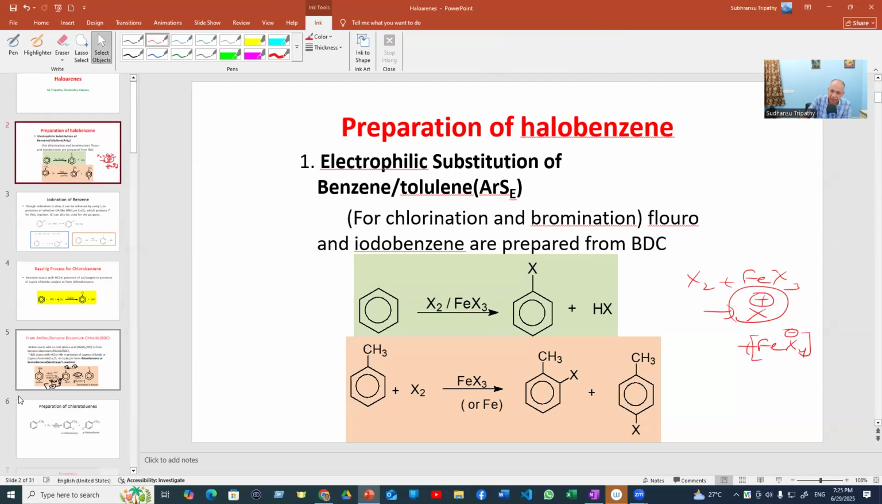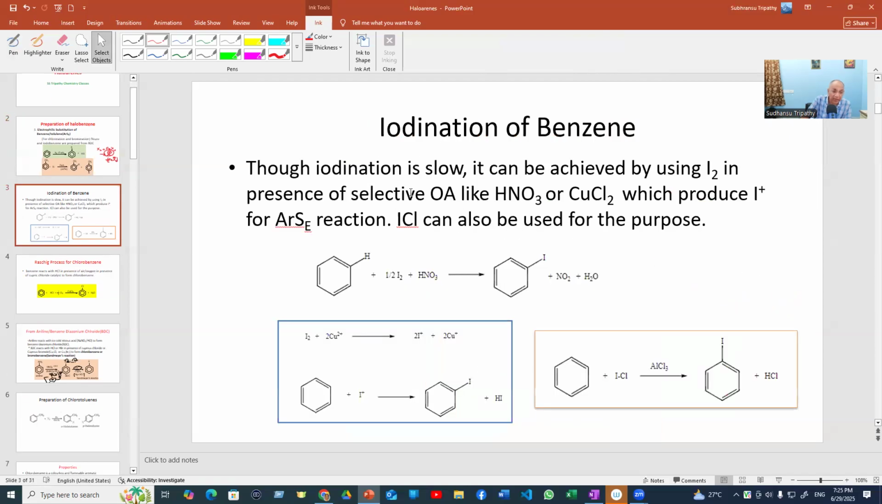Because it is also an activator. Now, iodobenzene is prepared in a different way, not iodine with FeI3. You have to take iodine with some nitric acid or cupric chloride. Some oxidant is necessary. So in the presence of that oxidant, Cu2 plus or NO3 minus, you get I plus ion, the iodonium ion, and that is the electrophile for the ARSC.